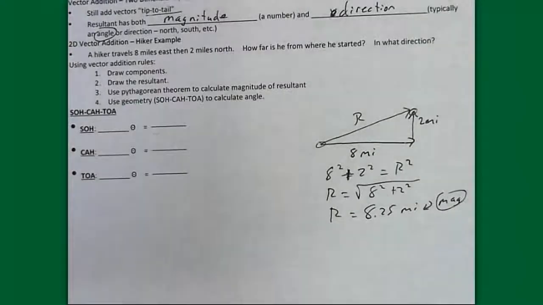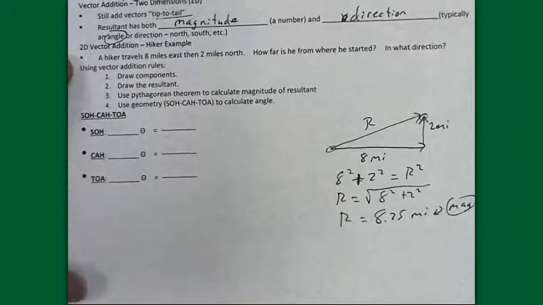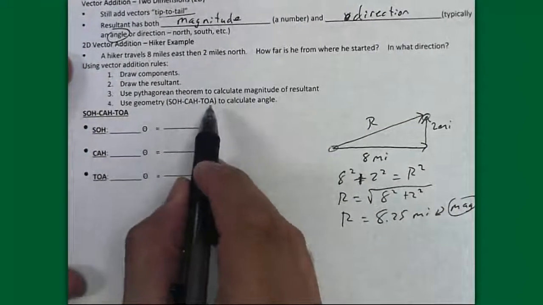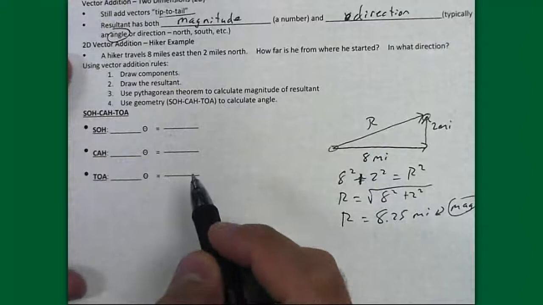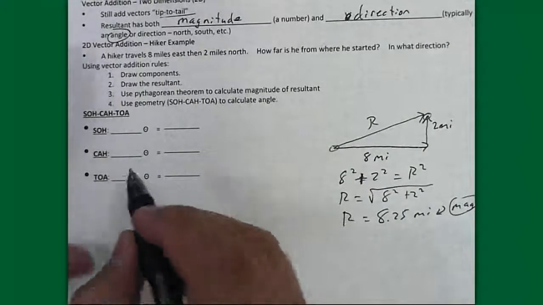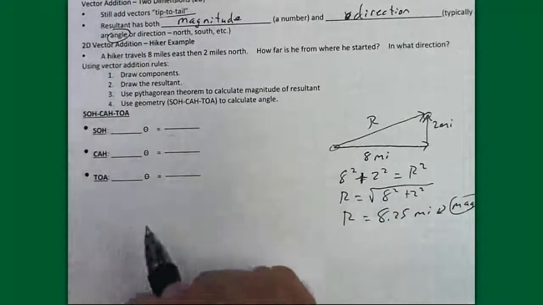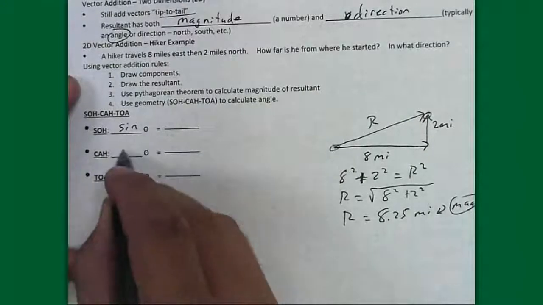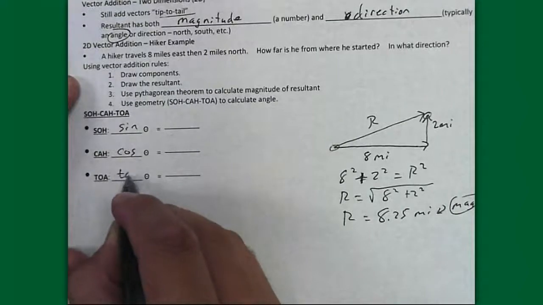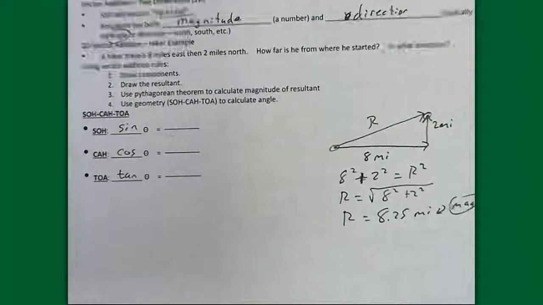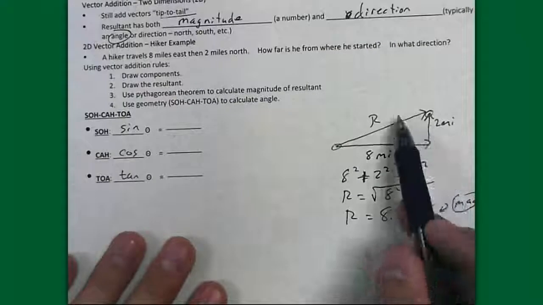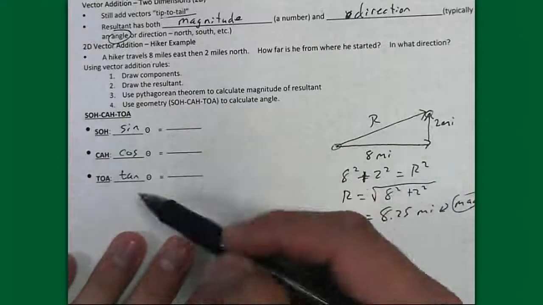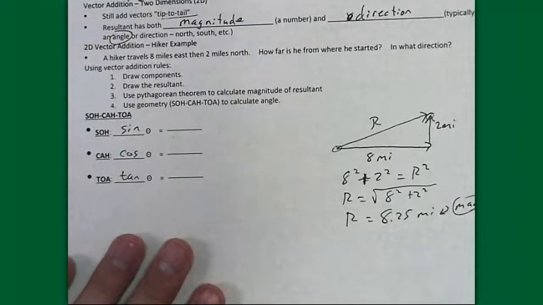But now we still need to find the direction. Okay? And to find the direction, we're going to use geometry, SOHCAHTOA, to calculate the angle. We're going to use the trig functions. And you might remember SOHCAHTOA, chief SOHCAHTOA, sometimes it's called. The S in SOH stands for sine, C stands for cosine, and T stands for tangent. These are the trigonometric functions. Trig, that TRI prefix stands for 3, as in 3 sides and 3 angles, as in these are the functions we use to analyze triangles.